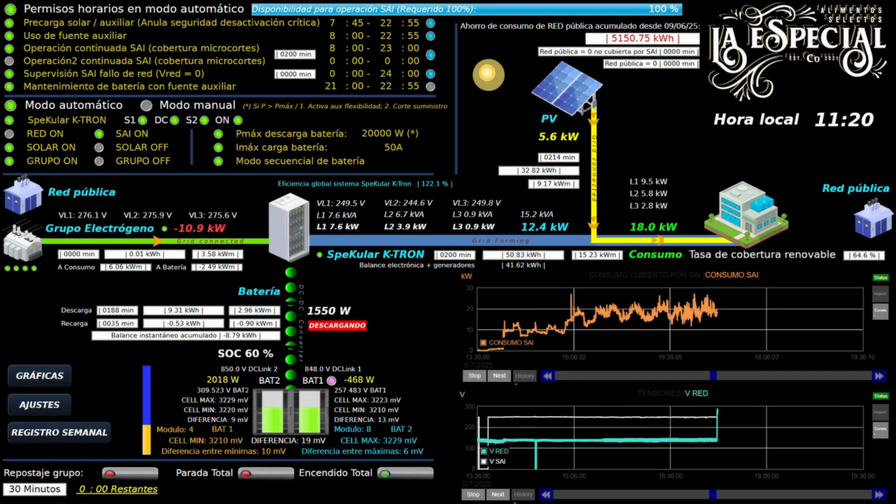SpeKular TRON will decide the auxiliary non-renewable backup sources used based on different criteria. First, the grid energy cost versus the one of diesel. Second, the power availability of each of the auxiliary sources compared with the one required at that very moment. And last, whatever the constraints in the use of any of these two auxiliary sources are, either there is an administrative or legal maximum public grid usage threshold, or diesel supply is not available while public grid is.